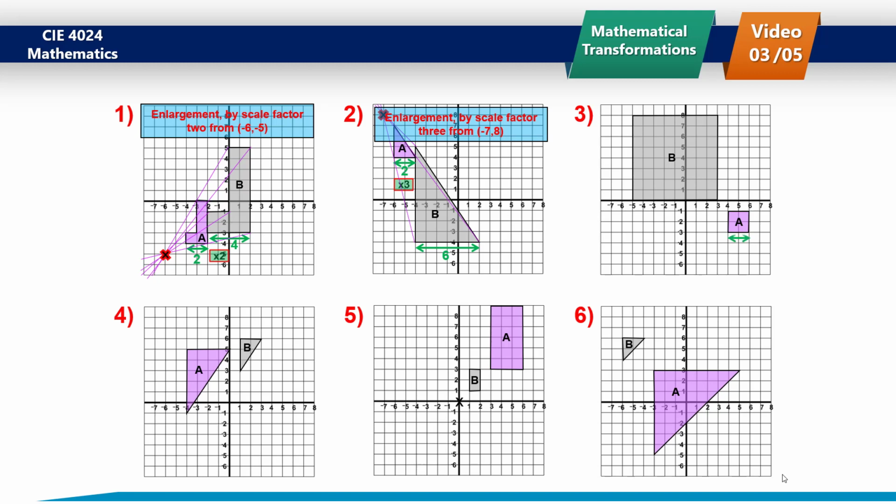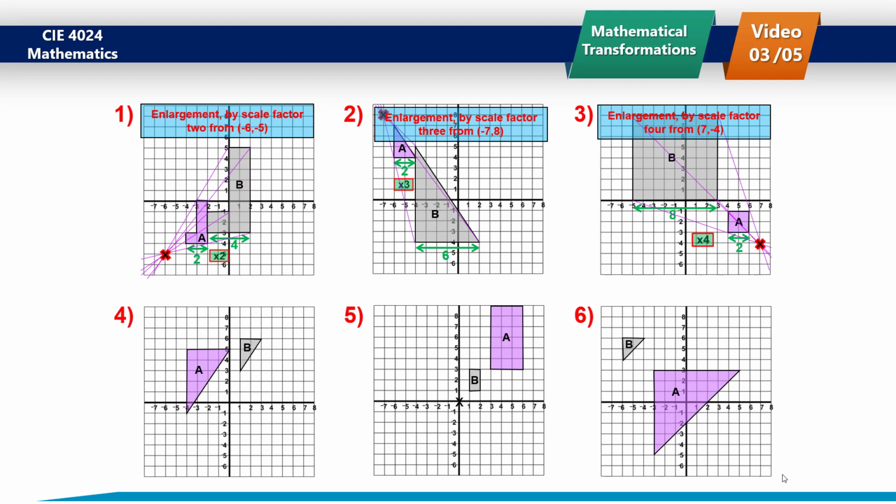Now question number 3. As we can see, the object has the width of 2 and the transformed image has a width of 8. So the scale factor is 4, because if we multiply 2 by 4, we will get 8, or if we divide them, we will get 4. Now the point is we have to find the center of enlargement. So we will join the corresponding vertices by straight lines, and the point where these straight lines are intersecting, that is the center of enlargement, which is 7 and -4. So the transformation will be defined by enlargement by scale factor 4 from 7 and -4.